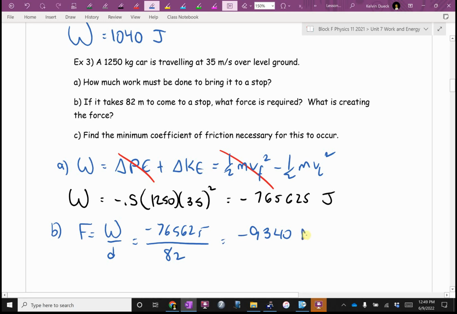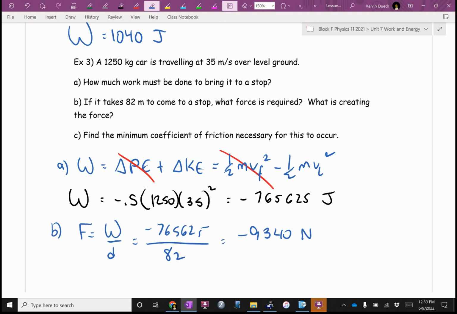What's the negative telling me? If the car is going forwards, the force has to be pointing backwards. If the car is going north, the force must be pointing the opposite of north, which starts with letter S and rhymes with outh. If the car is going east, the force must be pointing west. Okay. So that negative there is telling me something a little useful about the direction.